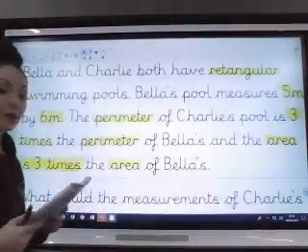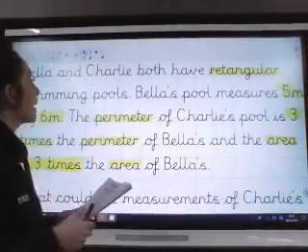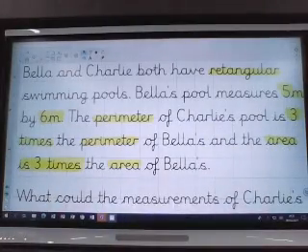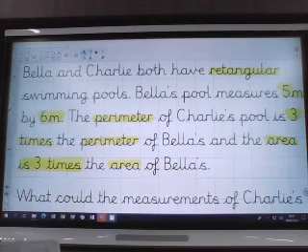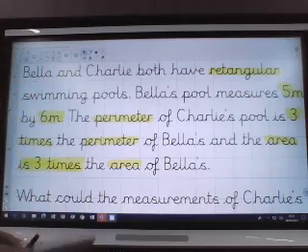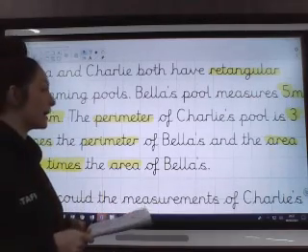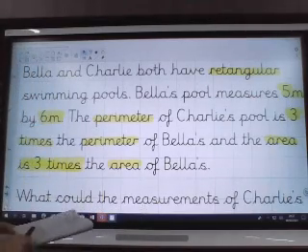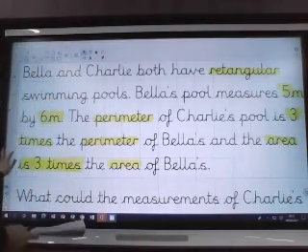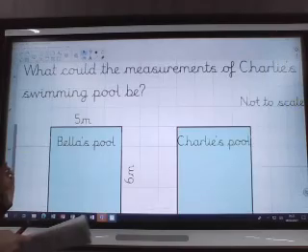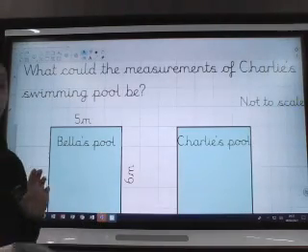Your first question says, Bella and Charlie both have rectangular swimming pools. Bella's pool measures 5 metres by 6 metres. The perimeter of Charlie's pool is 3 times the perimeter of Bella's, and the area is 3 times the area of Bella's. What could the measurements of Charlie's swimming pool be?